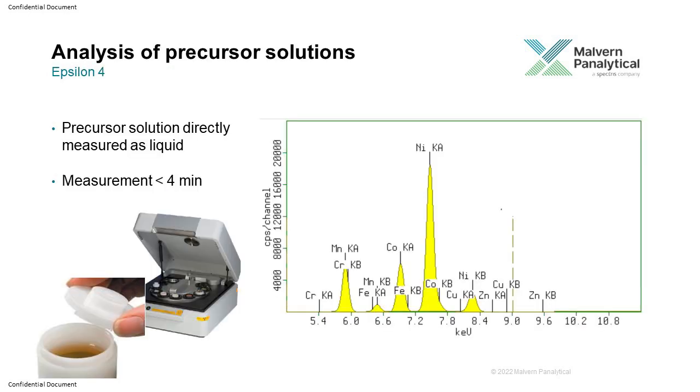This is one example of precursor material. So this is NMC hydroxide measured with Epsilon 4. Measurement time is less than 4 minutes, and you can see all the peaks of nickel, cobalt, and manganese. These are the three major elements, and then there are some minor concentration of other elements that are present.